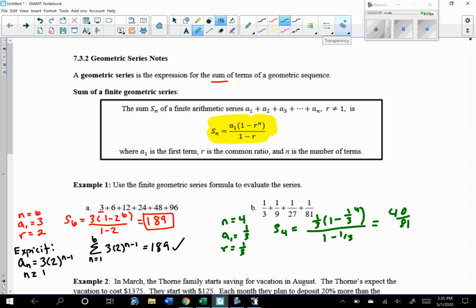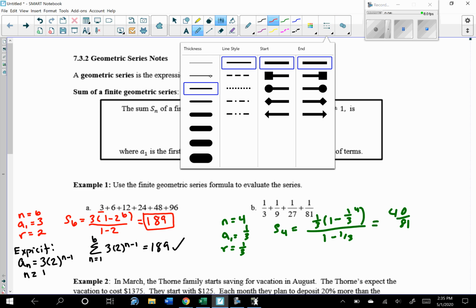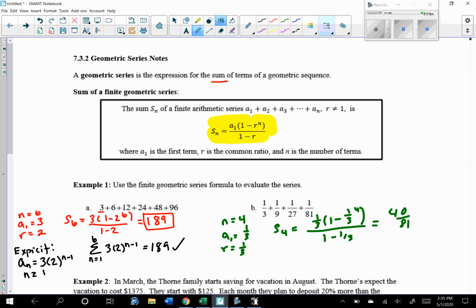Now for this, you could also, of course, do the explicit form as well. So if I did the explicit form, I would get a sub n is equal to the first term times the common ratio to the n minus 1 power. And that's, of course, for n values greater than or equal to 1. So this would be the sum of the first term to the fourth term of 1/3 times 1/3 to the n minus 1. And if we plug that summation notation that we learned underneath the math in our calculator, we would also get 40/81. So that would basically check our answer.